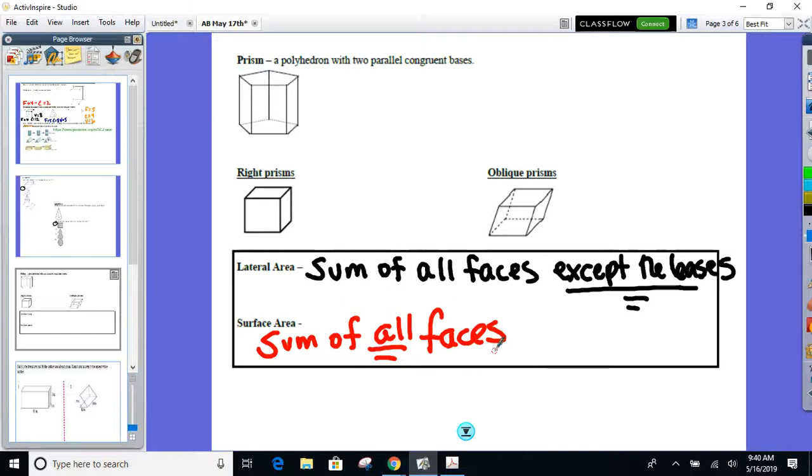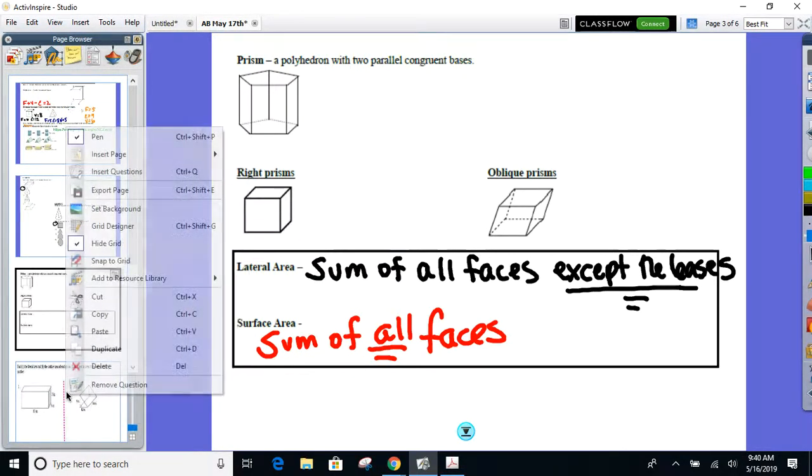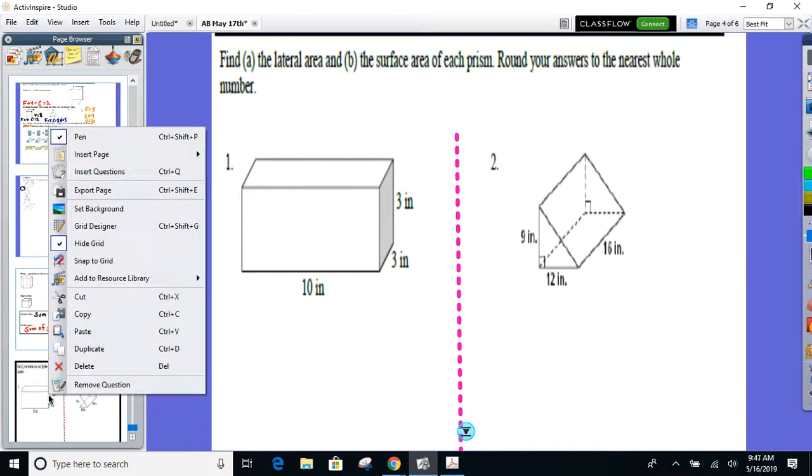Lateral versus surface area. All right, let's try it out then. You're going to find the lateral and the surface area of each. If we need to, we're going to round to the nearest whole number.